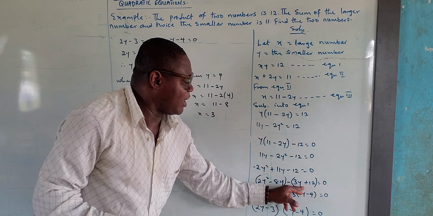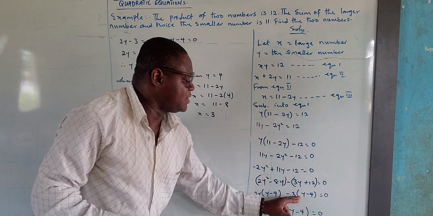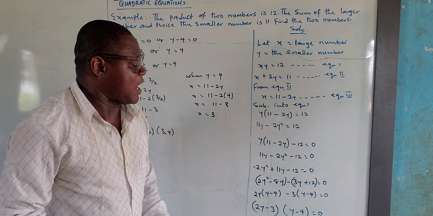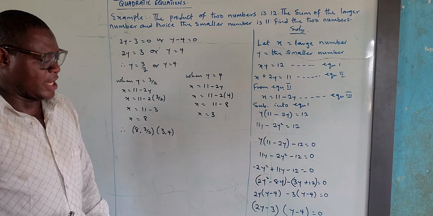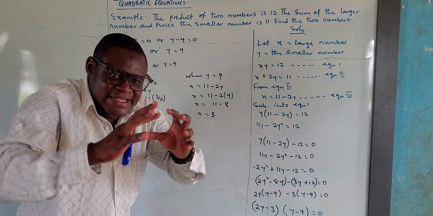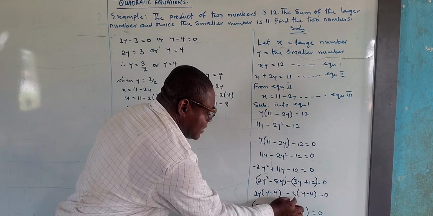Then here, minus. What's the common factor here? The common factor here is 3. Then we have 3 into a bracket, y minus 4. We cover the bracket. Is equal to 0. Now let us pack everything inside a big bracket. Now we can bring these two together.